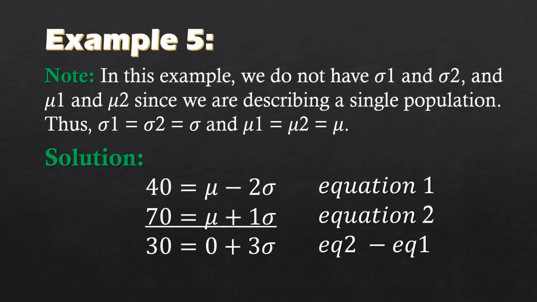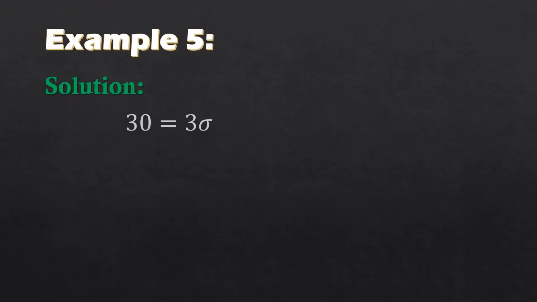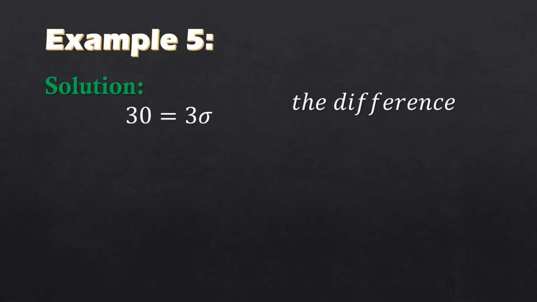And we have 1 minus negative 2 sigma. They have the same variable, which is sigma, so let's just get the coefficient. 1 minus negative 2 is equal to 3. So we have plus 3 sigma here. We already eliminated the mu, and we have the equation 30 equals 0 plus 3 sigma. So let us simplify. Again, we have here the difference of the two equations: 30 equals 3 sigma.